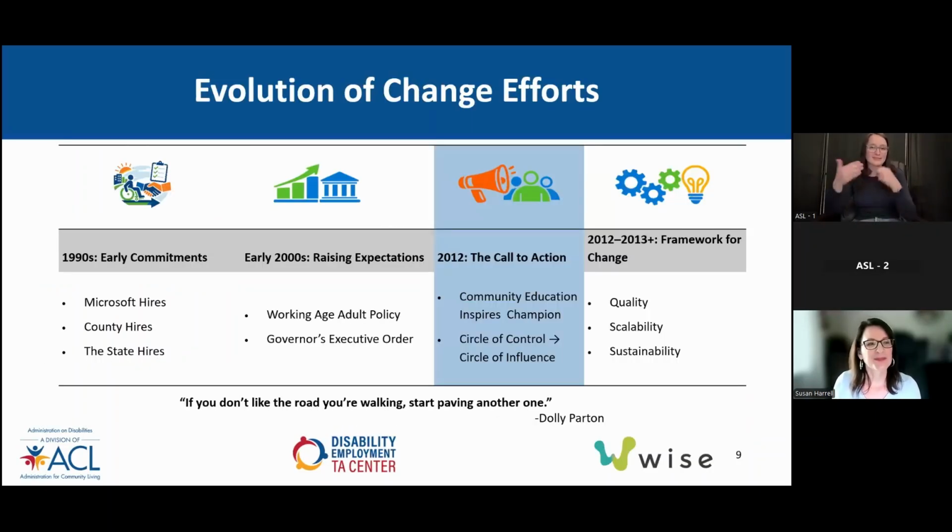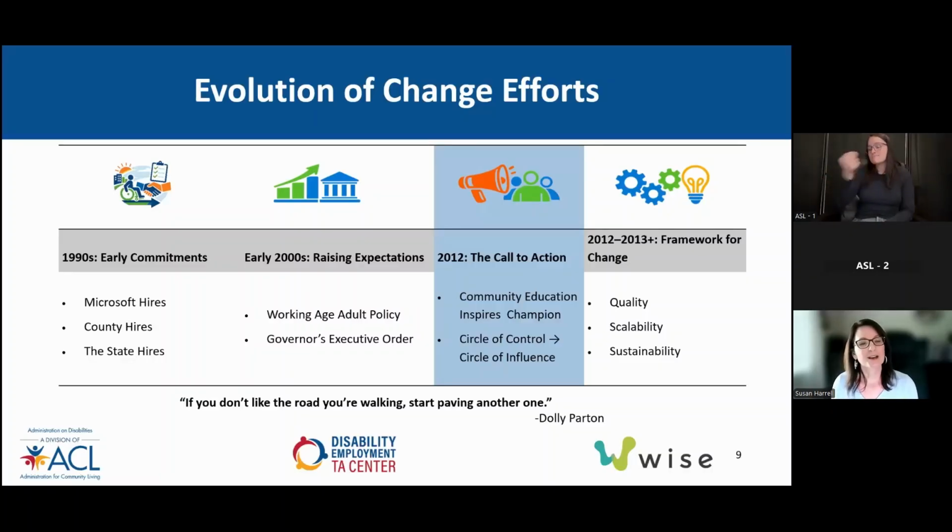Next. Okay, so we're going to go back to the late 80s, early 90s to think about where things began to occur in Washington State, with Microsoft being part of that development. In the late 80s, early 90s, Microsoft began to hire, and at the same time, within that Seattle area location of Microsoft, King County also was hiring, and the state of Washington began to increase efforts for hiring individuals with significant disabilities into supported employment.